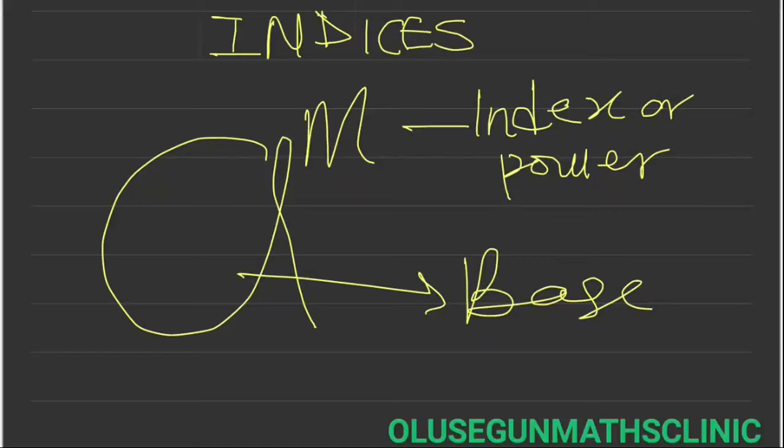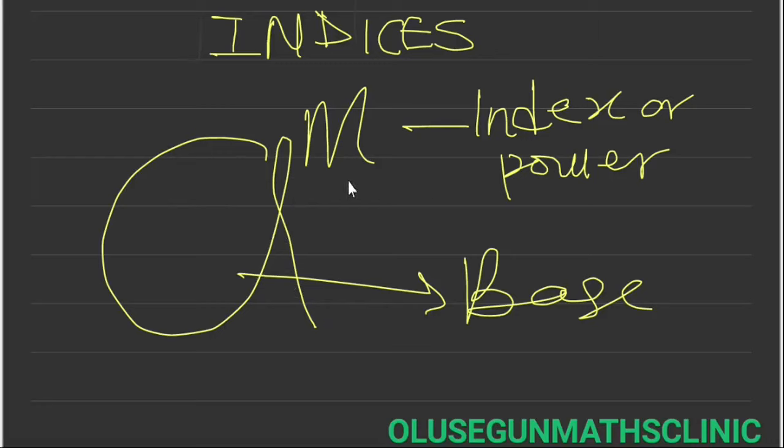I'm talking about indices today. What do you understand by indices? Indices are numbers that possess index and base. So, what you need to understand, this is A. This A, we call it base.